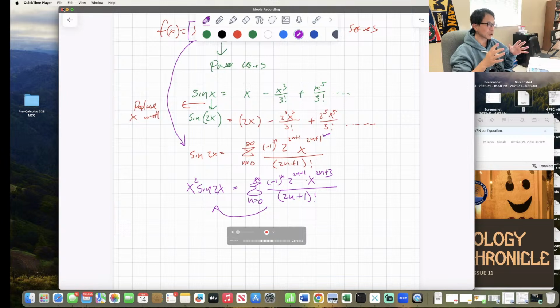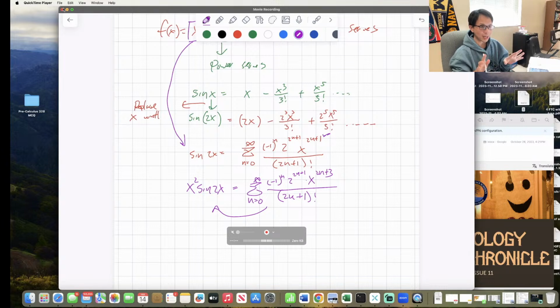I just write, okay, so first of all, I write out the sine of x power series. Second of all, since I want sine of 2x, because the function we want is x squared sine of 2x, I'm going to replace everywhere x with 2x. And then I write down the general term. And then I want to multiply by x squared on both sides. I just multiply x squared in terms of the power series. I'm going to get a new representation.